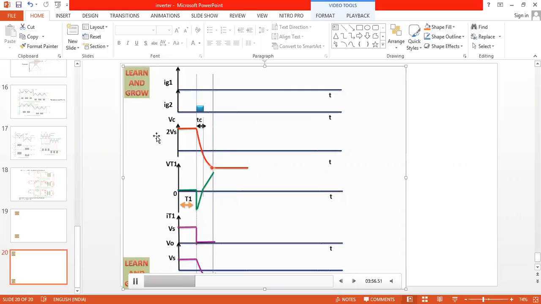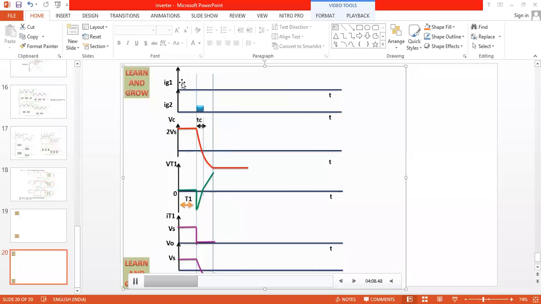But capacitor voltage will be twice, because it is placed across two windings, the upper winding and the lower winding, but the output voltage will be equal to Vs. It will also increase in the opposite direction. I hope this graph is important. Okay. So I will explain this one once again.